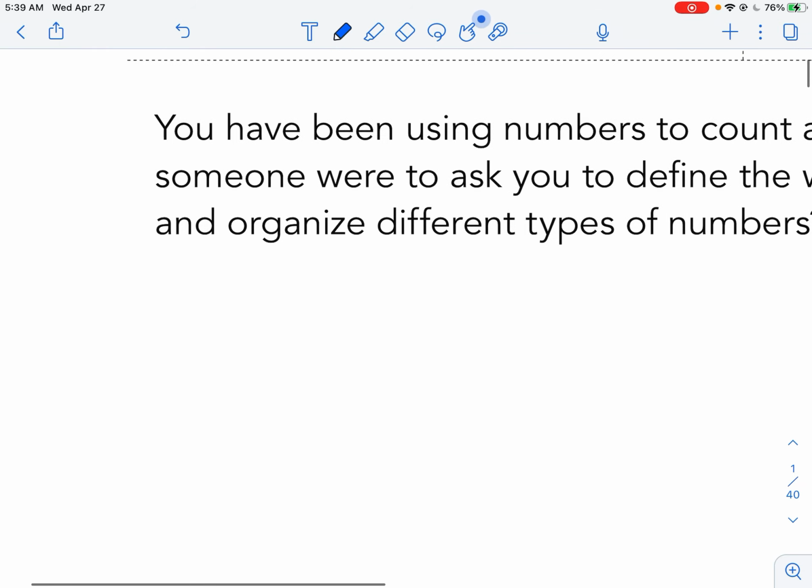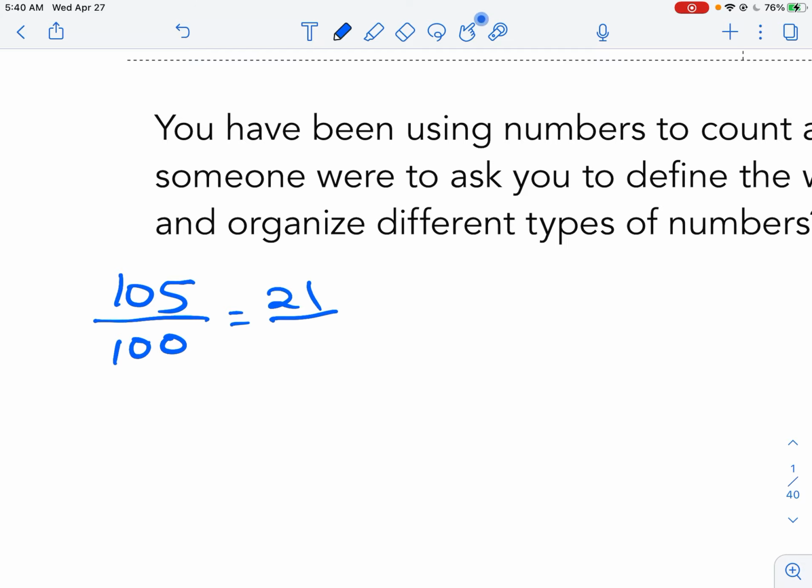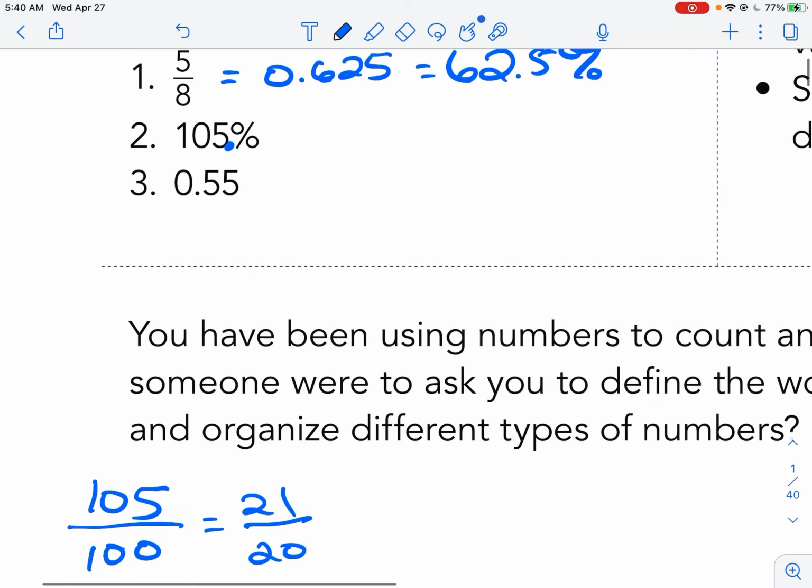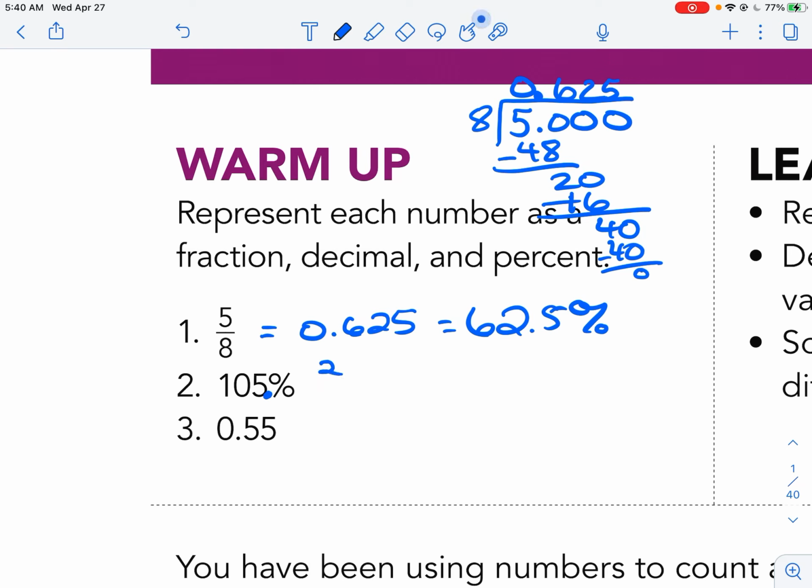So in order to make 1.05 into a fraction, I would put it over 100. 5 goes into this 21 times. 5 goes into 100 20 times. So I have 21 over 20. Now, I could either divide 21 by 20, or you just move your decimal over 2 times and you get 1.05, not percent.